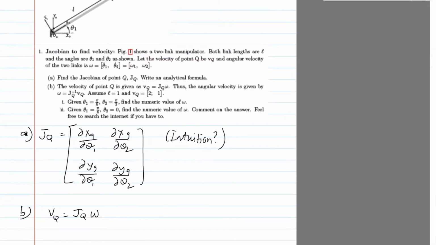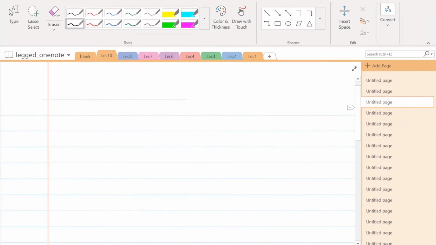Wrote the Jacobian of q. By definition, I wrote the velocity of q, which is Jq times omega. And the question is, what's the intuition behind Jq? Let me write the formula for the Jacobian of q, and then we can talk about the intuition.